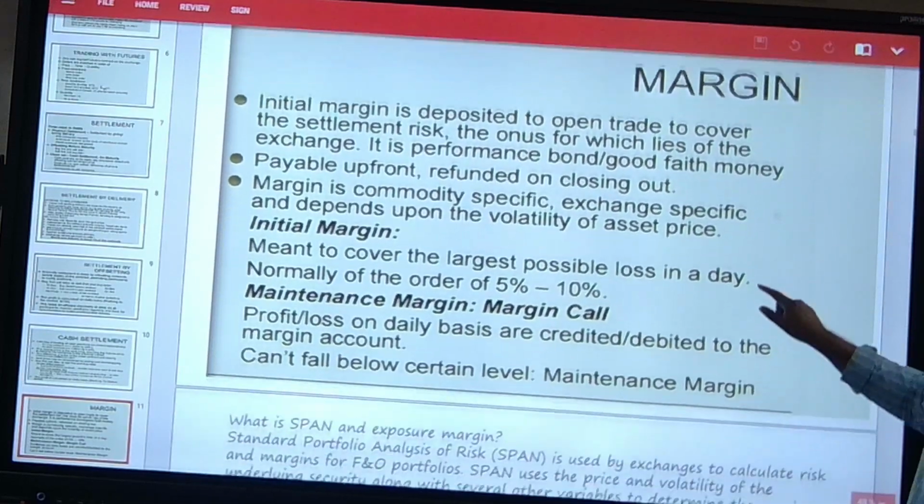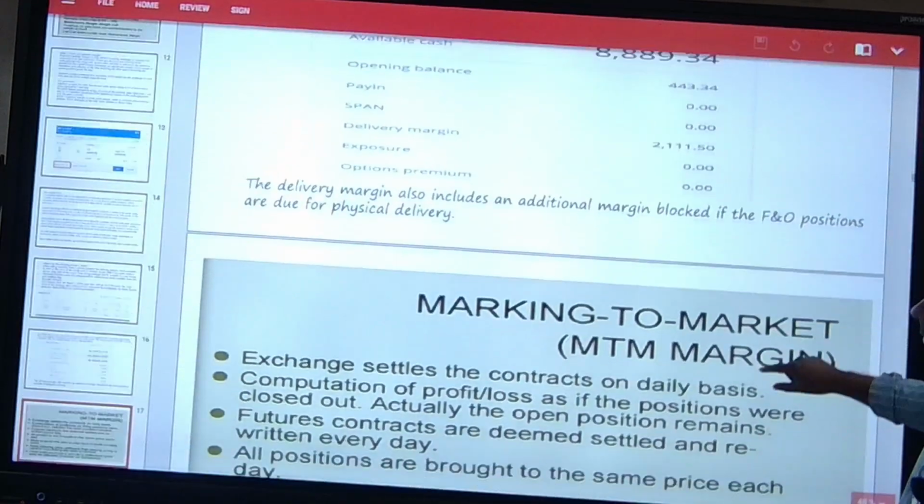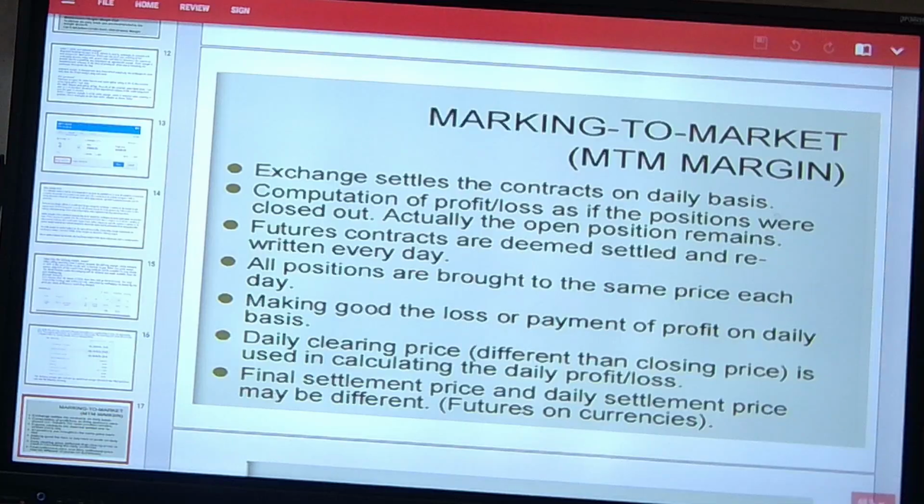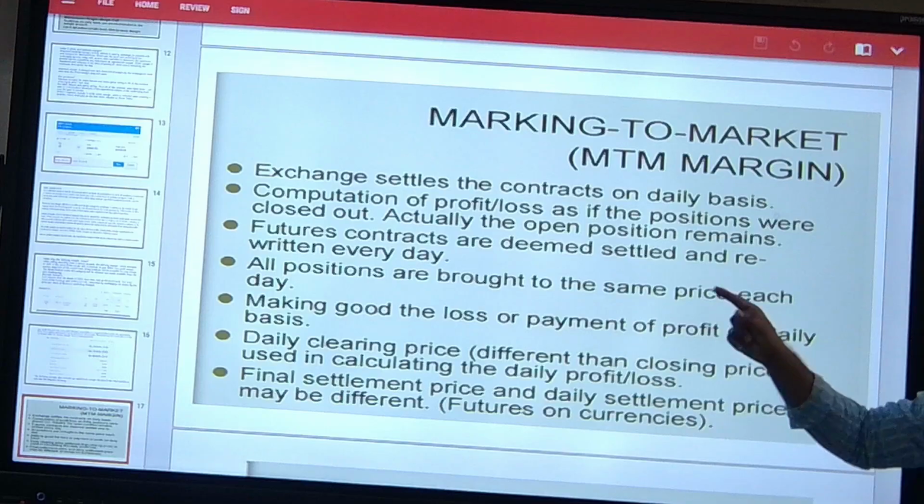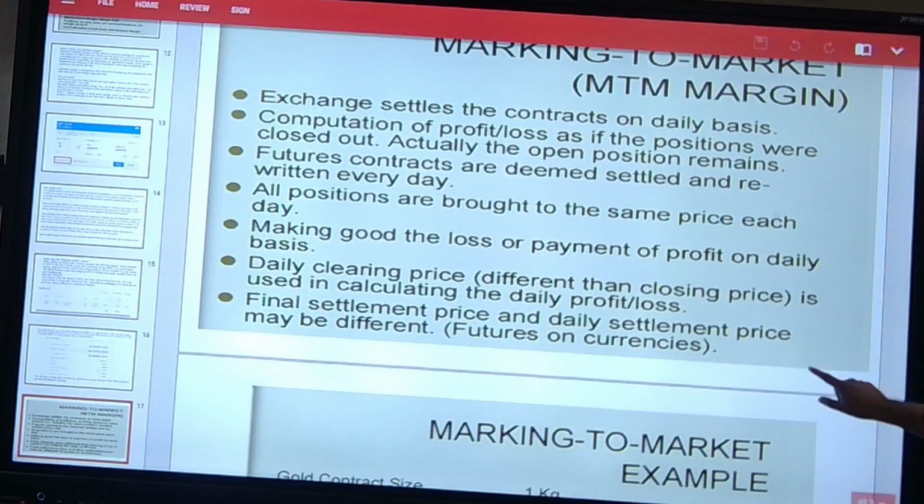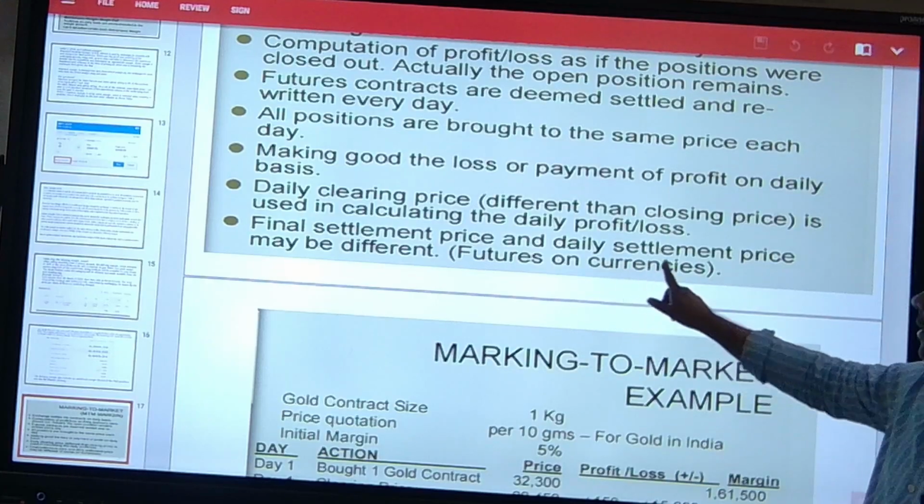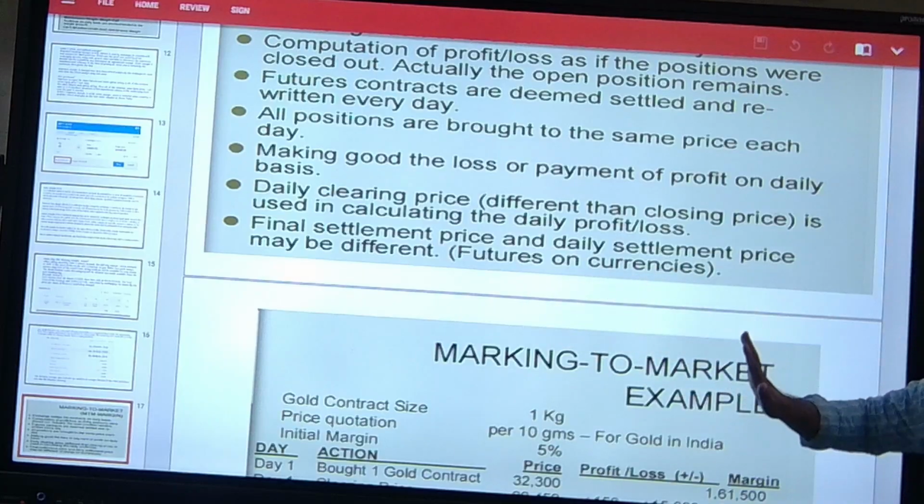Now I am giving you one example of MTM. What is MTM? Look here, mark to market on a daily basis. Okay? And this is settled by the exchange on a daily basis. That means future contracts are deemed settled and rewritten every day. You have profit and loss on every day. Final settlement price and daily settlement price may be different on currency future.